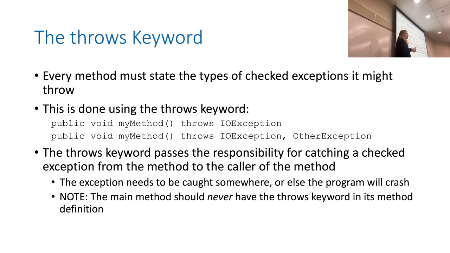Okay? So throws, again, to reiterate, is there to indicate that your method can throw a checked exception. Checked exceptions need to be put in a try block and caught. Right? The compiler forces you to do that. And so really what the throws keyword is, is the passing of responsibility. It is basically an admission saying, hey, I can't handle this checked exception. Whoever called me, they have to handle it instead.